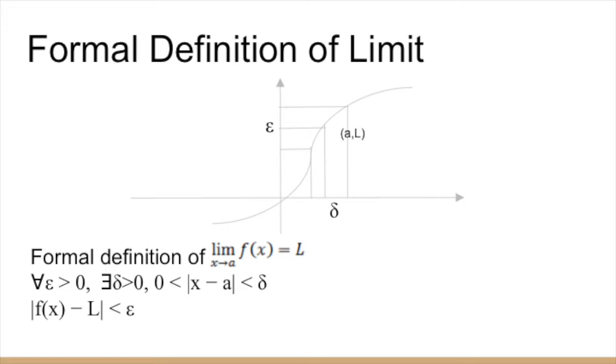For any epsilon greater than 0, there is a delta greater than 0, such that if 0 is less than the absolute value of x minus a is less than delta, then the absolute value of the function of x minus L is less than epsilon holds.